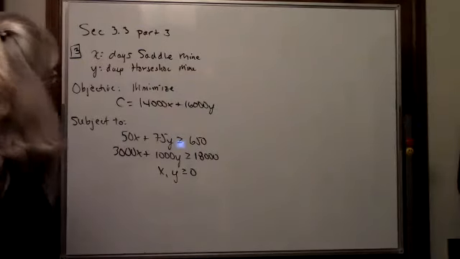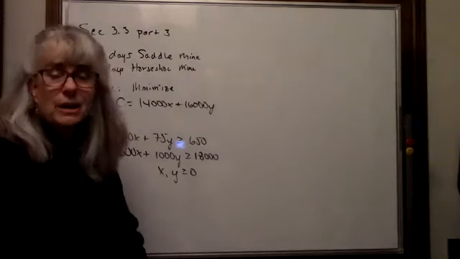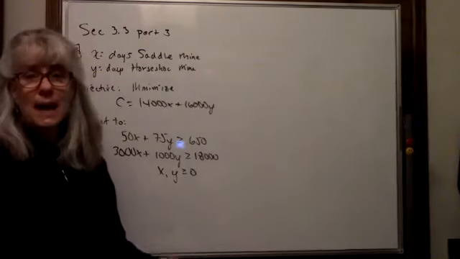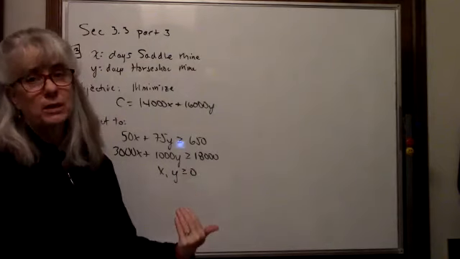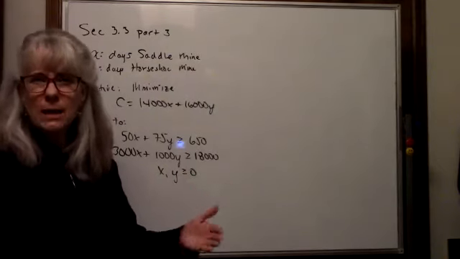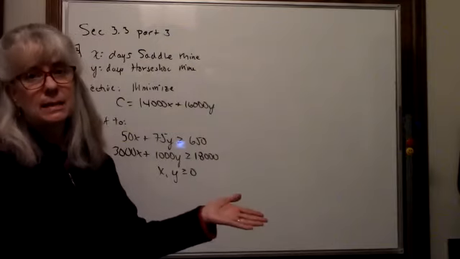Okay, section 3.3, part 3, our last example of linear programming goes back to the one with the saddle mine and the horseshoe mine that we set up in section 3.2. We're doing this one so that we can see a minimum cost in an unbounded region as an example.